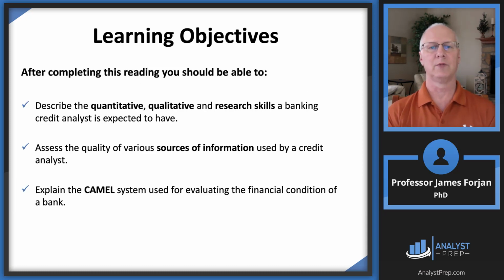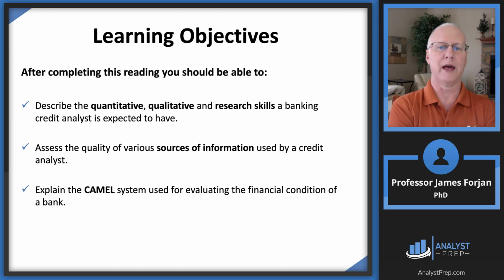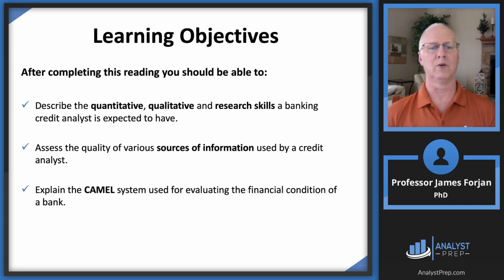So if we look at these learning objectives, you guys should be pretty happy to see that there are only a handful of these in some of these chapters. We've got 10 or 12 or maybe even more of these. But I think you'll like working through these because although it's relatively straightforward, there are some really important parts to this chapter that have great sources of questions. So this is what we're going to do: quantitative, qualitative, and research skills as a banking credit analyst. What kind of sources of information are available? And then we'll spend the last 2 or 3 slides on the CAMEL system.